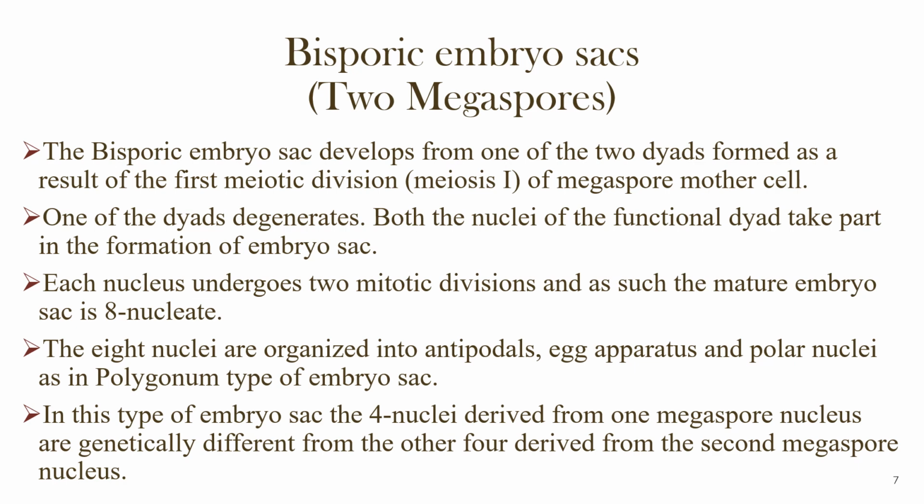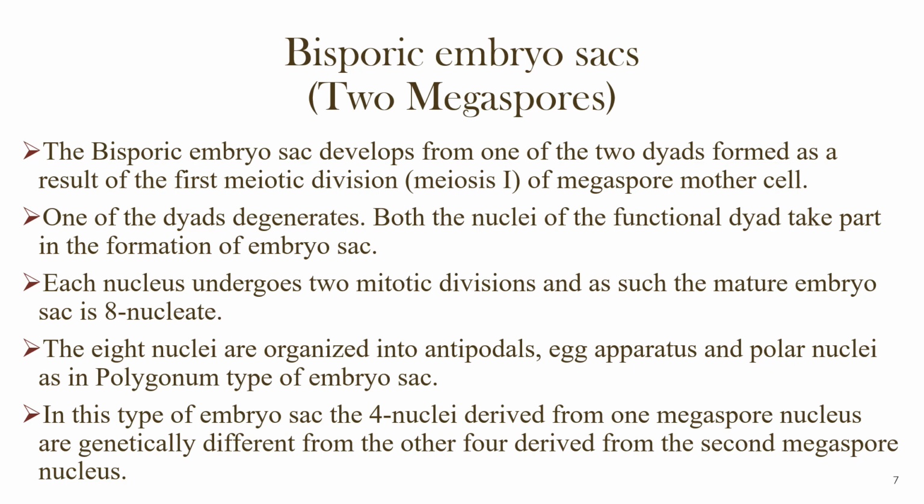Here, 2 megaspores participate in the formation of the embryo sac. The bisporic embryo sac develops from one of the two dyads formed as a result of the first meiotic division of the megaspore mother cell. One of the dyads degenerates, and both the nuclei of the functional dyad take part in the formation of the embryo sac. Each nucleus undergoes 2 mitotic divisions, and as such the mature embryo sac has 8 nuclei. The 8 nuclei are organized into antipodals, egg apparatus, and polar nuclei as in the Polygonum type. In this type, the 4 nuclei derived from one megaspore nucleus are genetically different from the other 4 derived from the second megaspore nucleus.